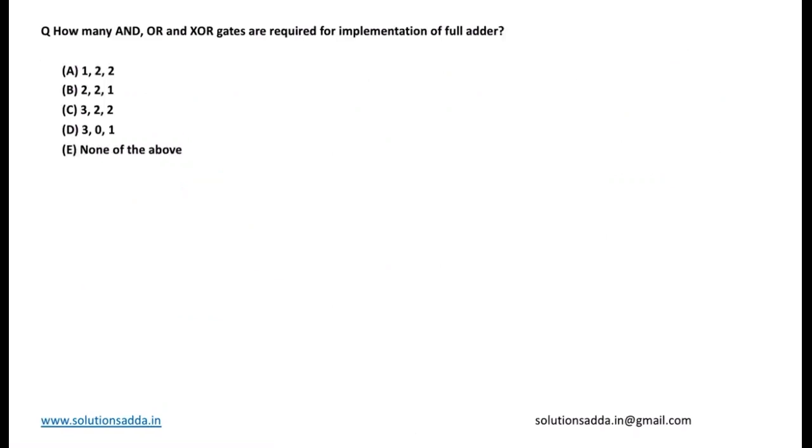This is a question from digital logic. How many AND, OR, XOR gates are required for the implementation of a full adder? Options are 1-2-2, 2-2-1, 3-2-2, 3-0-1, or none of the above. Let me draw the full adder using these gates.